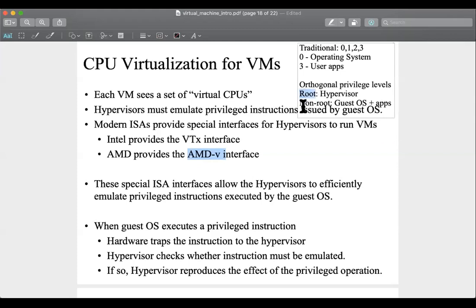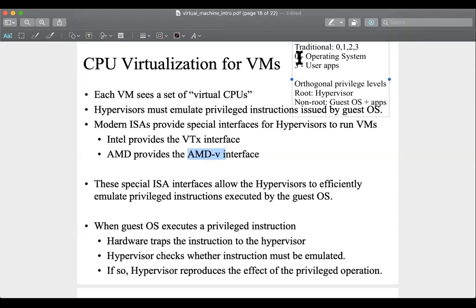And within each of root mode and non-root mode, you can have the traditional 0, 1, 2, 3 privilege levels. So in effect, you have 8 privilege levels: 0, 1 to 3 in root mode and 0, 1 to 3 in non-root mode, right? So your guest OS would be running in level 0 in non-root mode, and applications would be running in level 3 in non-root mode. So this way, guest operating systems won't break. They're still running in level 0, except that they're deprivileged at another orthogonal level, which is in non-root mode. Okay. Does this make sense?